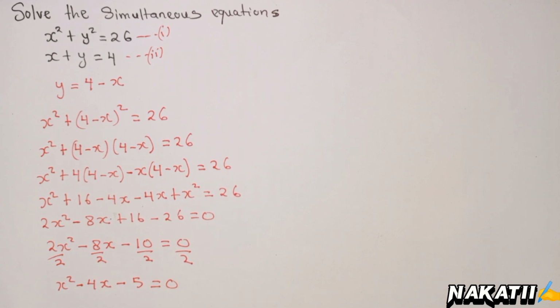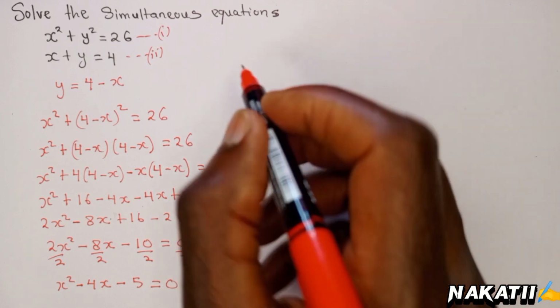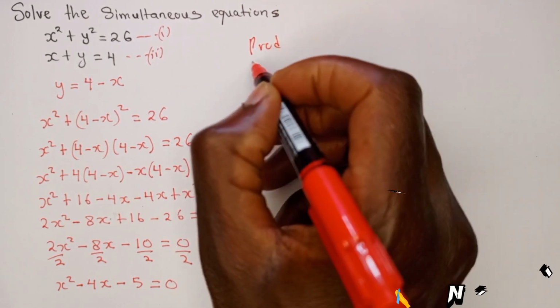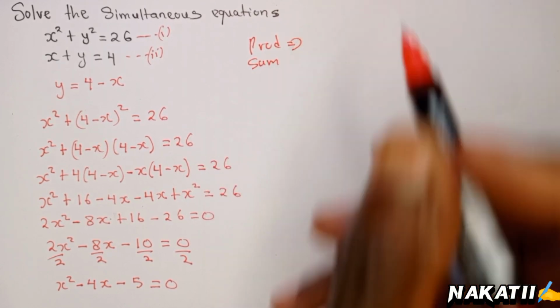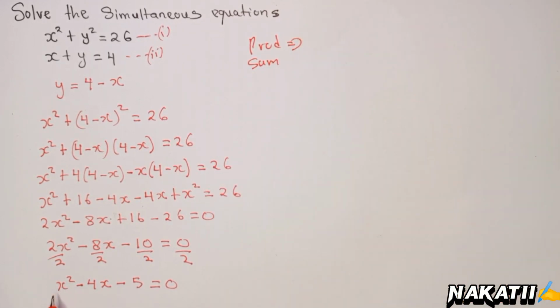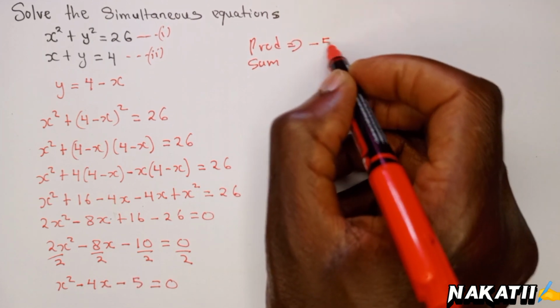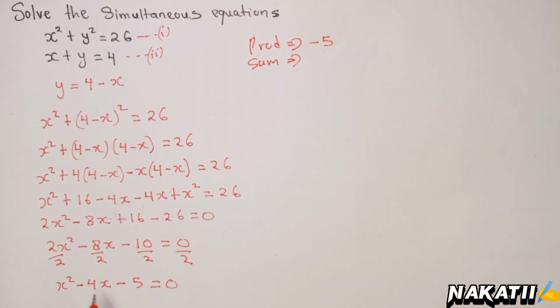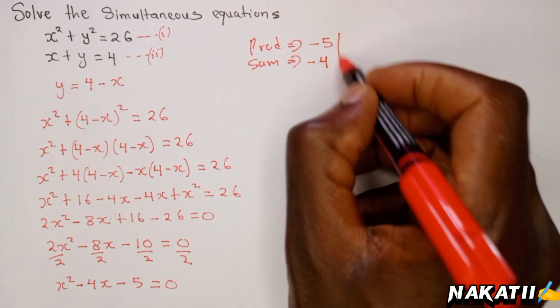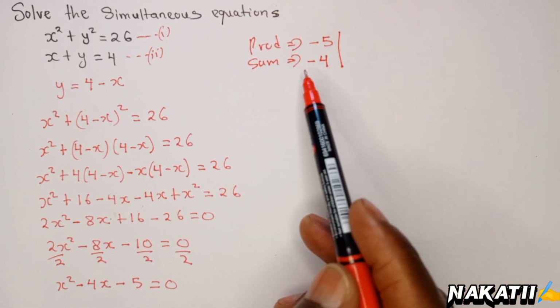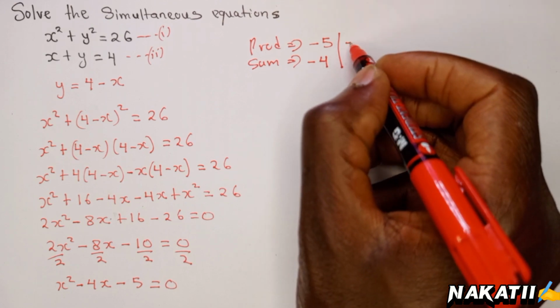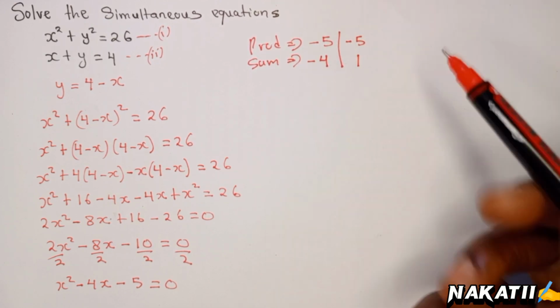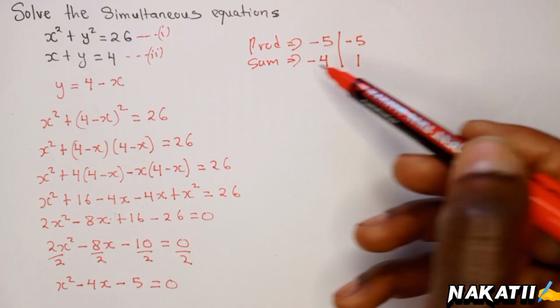We can now solve this one and find the value of x. We can use factorization method, where we find the product and sum. Product is taking the coefficient of x squared, which is 1, multiplied by c, which is negative 5, and therefore our product is negative 5. Sum is the coefficient of x, which is negative 4. We look for two numbers that when you multiply them, you get negative 5, and when you add them, you get negative 4. Those two numbers will be negative 5 and 1. If you multiply, you get negative 5. If you add, you'll get negative 4.